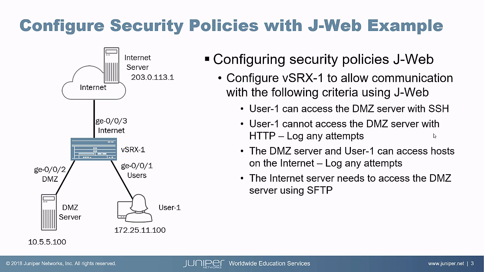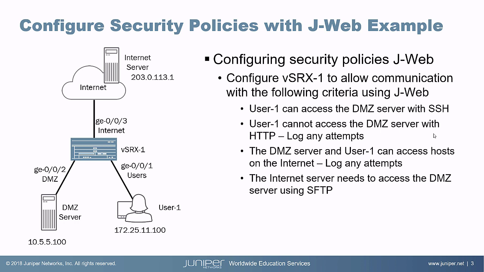And the last thing is that we have an internet server on the internet that we'll be using to test a few different things. Okay, so with the criteria that we need for this example, we are going to be using J-Web to configure these security policies, and we need to allow communication with the following criteria.